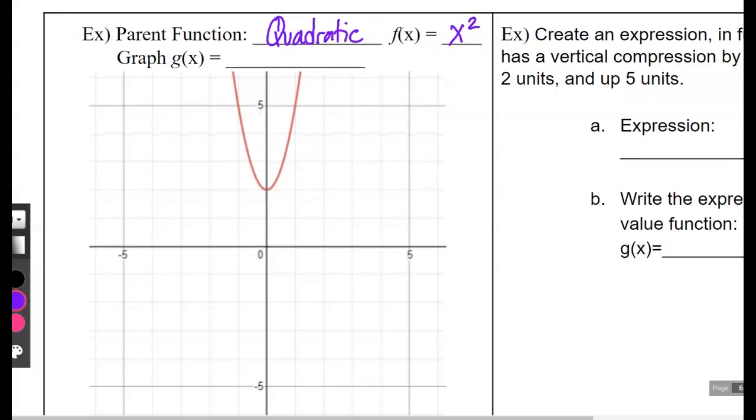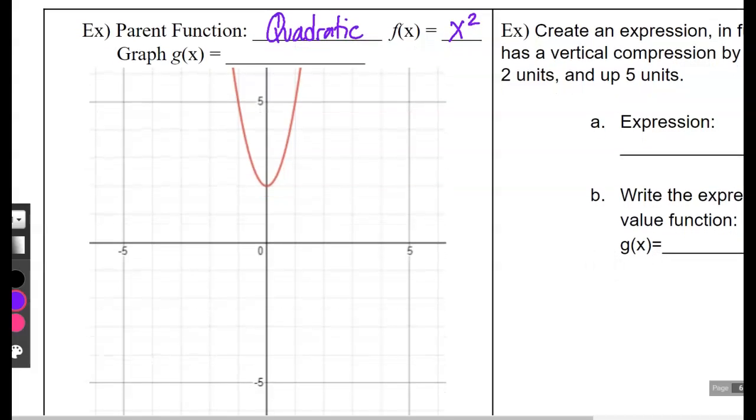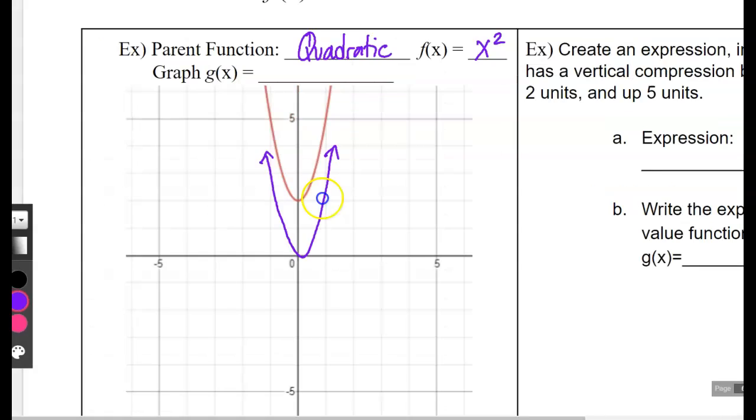Now what I want you to do is on this graph, I want you to draw the parent function. I do place a point on 0, 0 for my parent function, but then what else do I graph? Yes, up 1 over 1, up 1 to the right 1. And also the mirror image of that, up one to the left one.